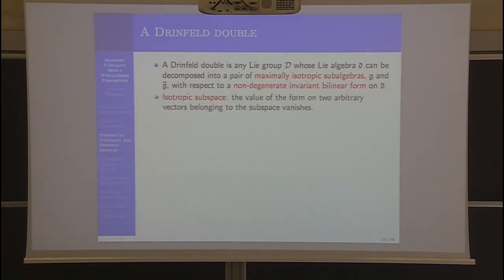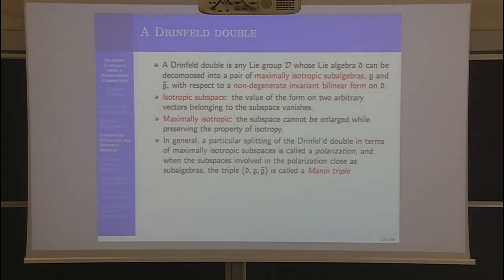Isotropic subspace means that the value of this form on two arbitrary vectors belonging to the subspace has to vanish. Maximally isotropic means that the subspace cannot be enlarged while preserving the property of isotropy. In general, a splitting of the Drinfeld double in terms of maximally isotropic subspaces is called polarization. And when the subspaces involved in the polarization close as subalgebras, we can define a triple. So we have the Lie algebra of the group and the two subalgebras. This is called a Manin triple.